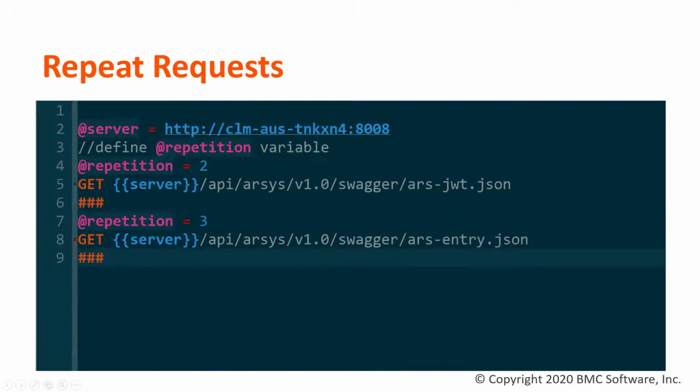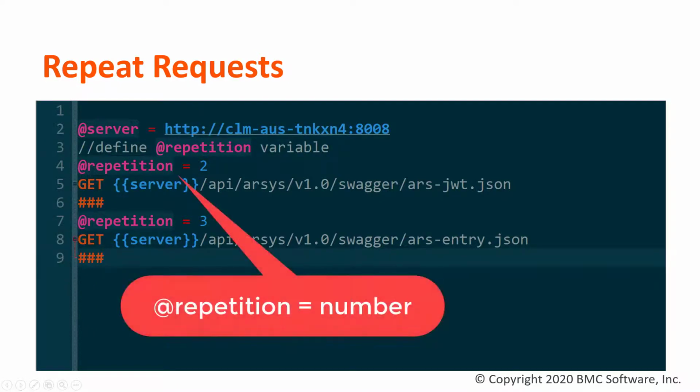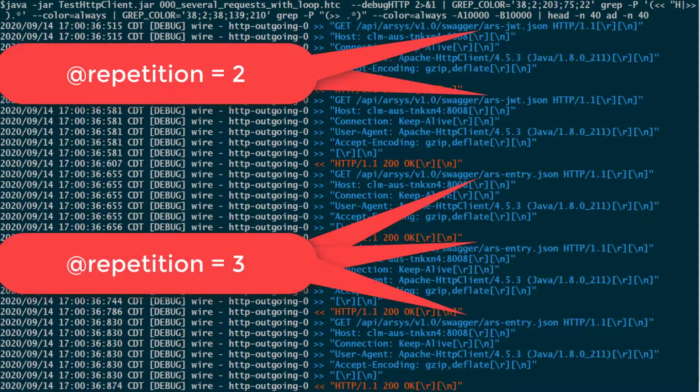In order to help troubleshoot performance or sporadic issues, define a special variable called @repetition, and the request following it will be repeated that number of times. In this execution, the first request is repeated 2 times and the second one 3 times.